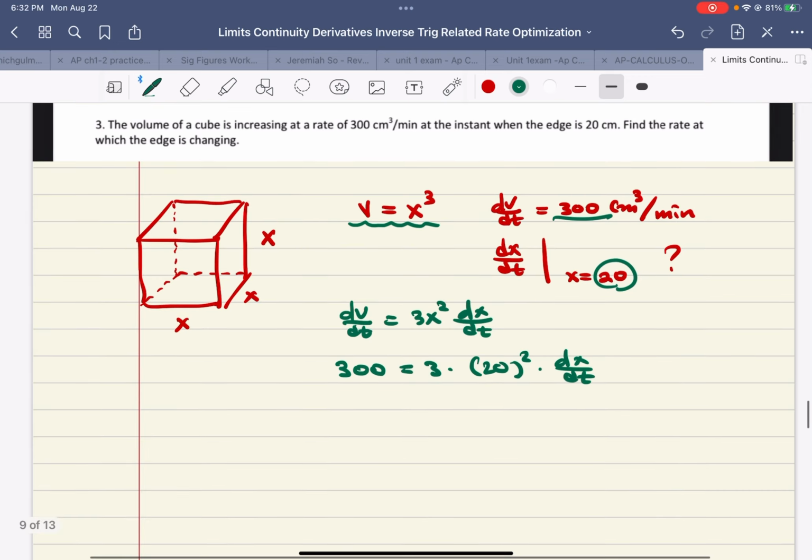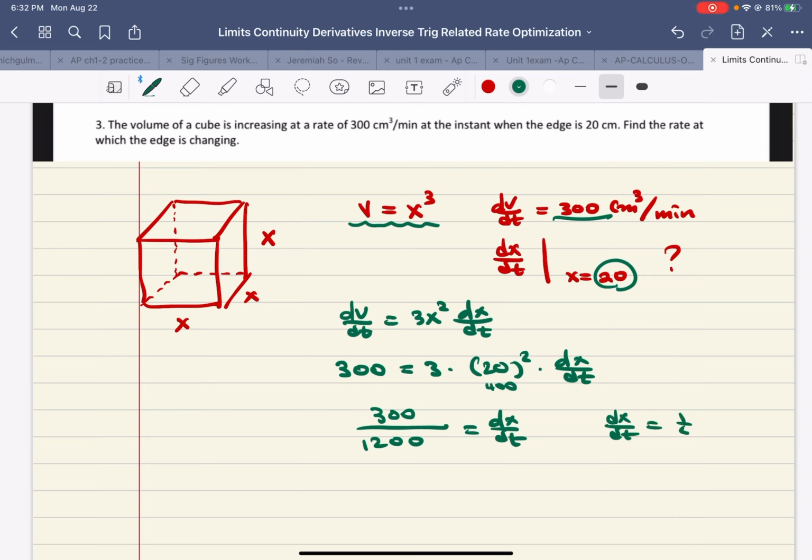So that is 300 over 400 times 3, which is 1200. That is dx/dt, so 1 out of 4, right? dx/dt is 1/4 centimeter per minute. Okay, that's your final answer. That's how fast the edge is changing.